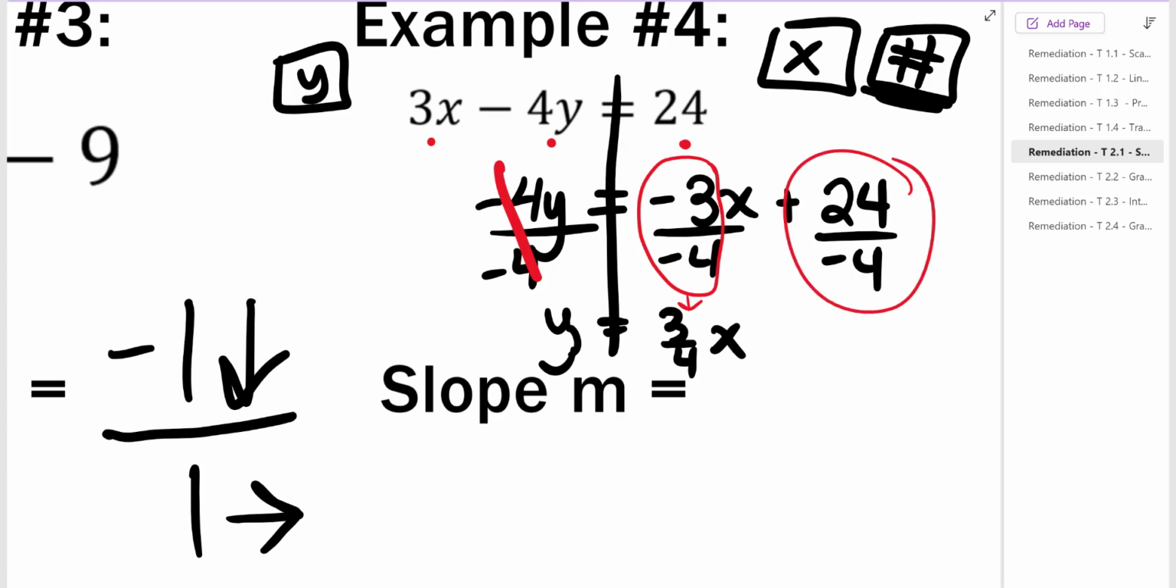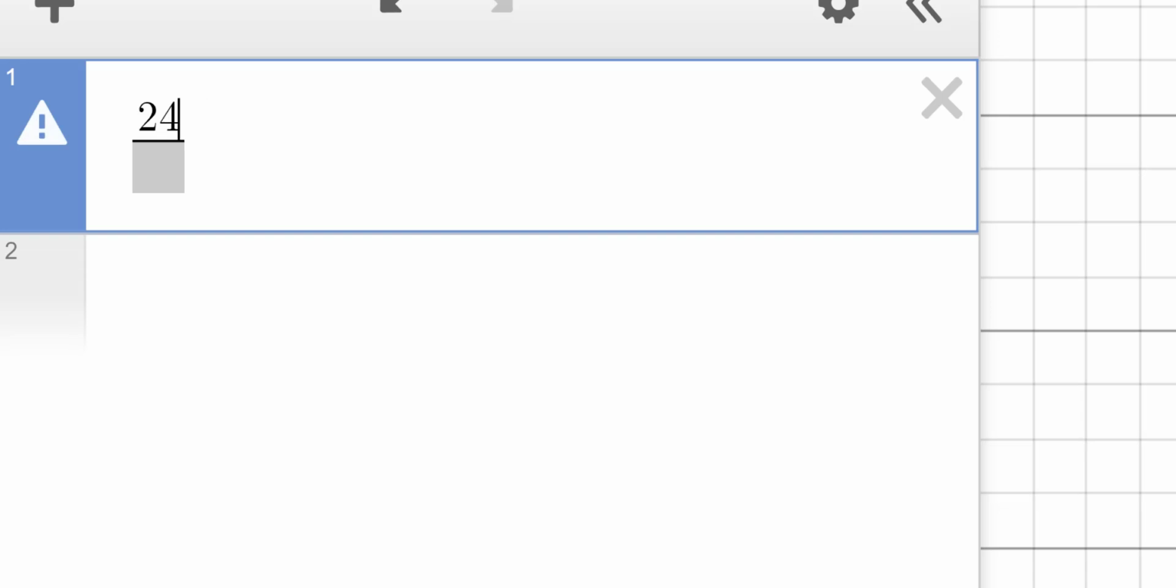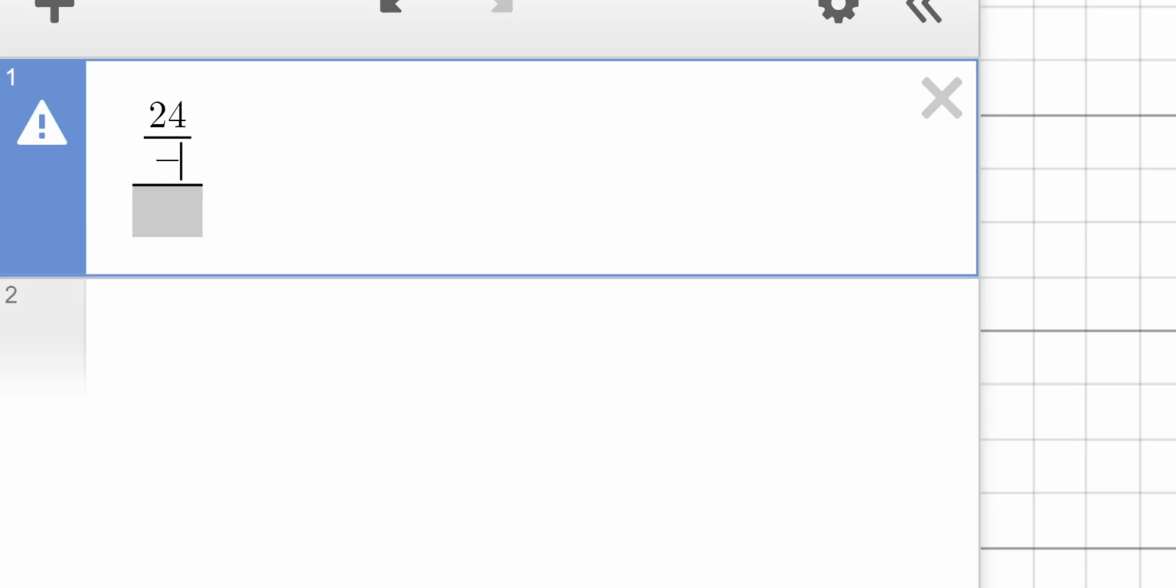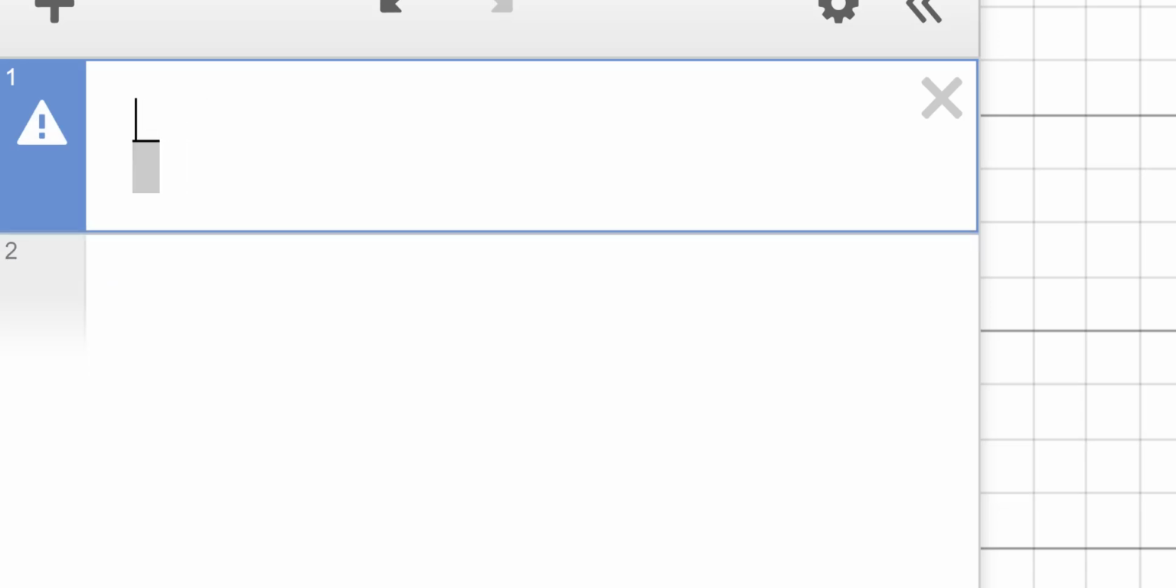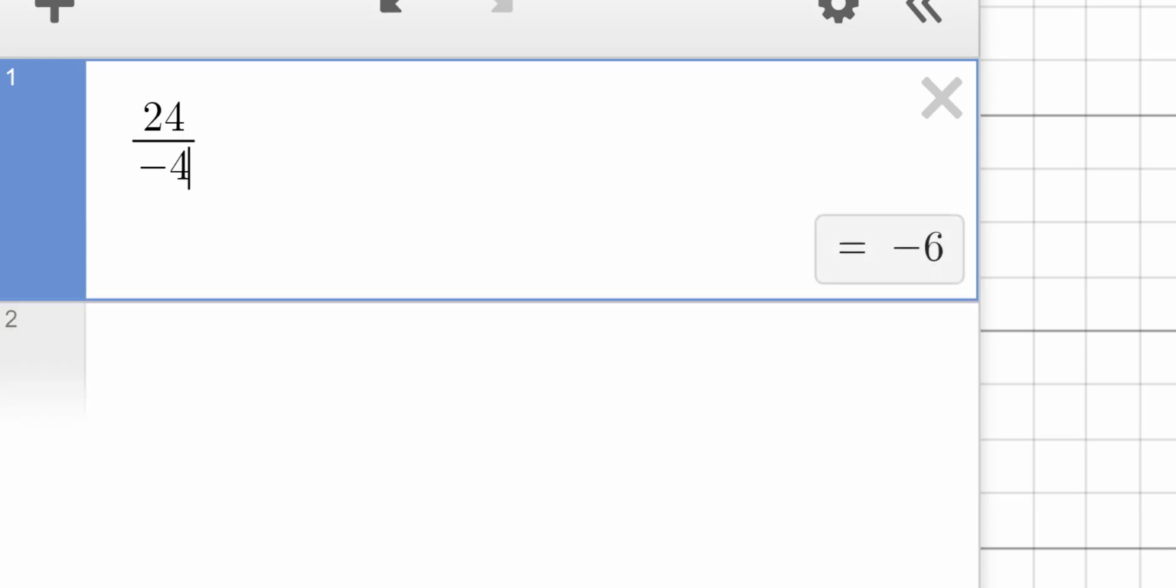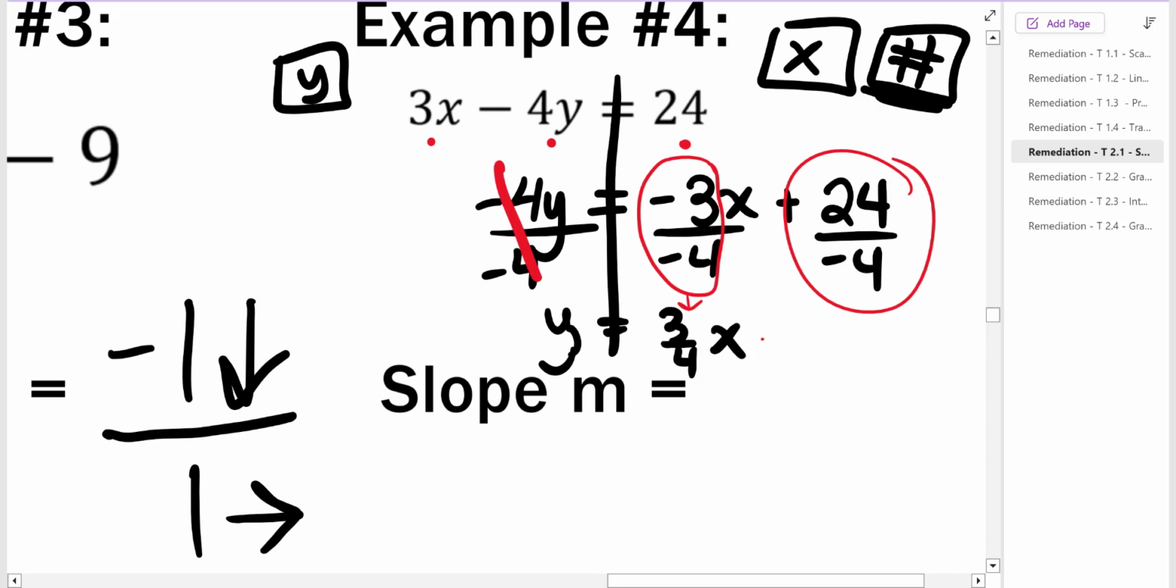Tú puedes usar Desmos si quieres. You can use Desmos if you want. So it's 24 over negative 4, or you can just calculate it. But 24 divided by negative 4 should be, whoops, 24 divided by negative 4 is negative 6.